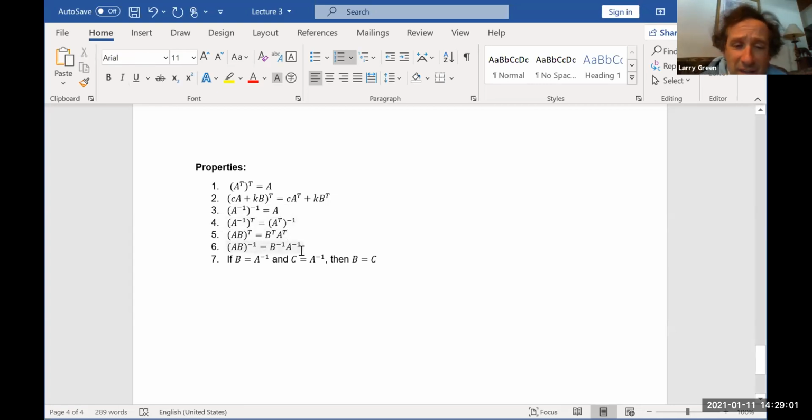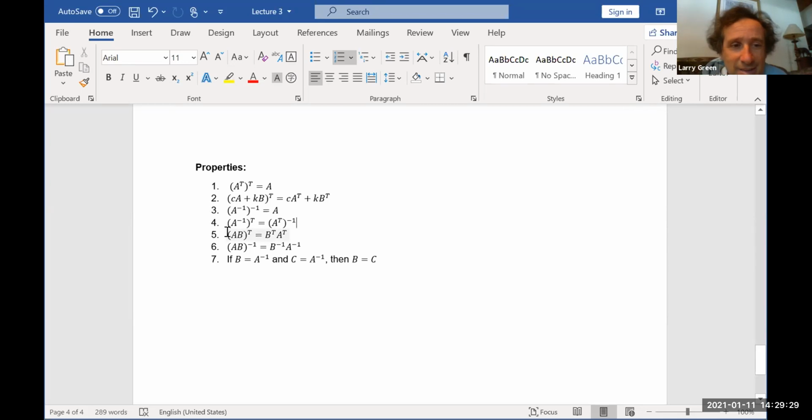The next one's not as obvious, and the proof is a lot harder, but it's nice. And that says that A inverse transpose is A transpose inverse. Okay, and of course, this assumes the inverse exists and all that. But it's nice. It says that you can switch the order of inverse and transpose. Any questions on that?